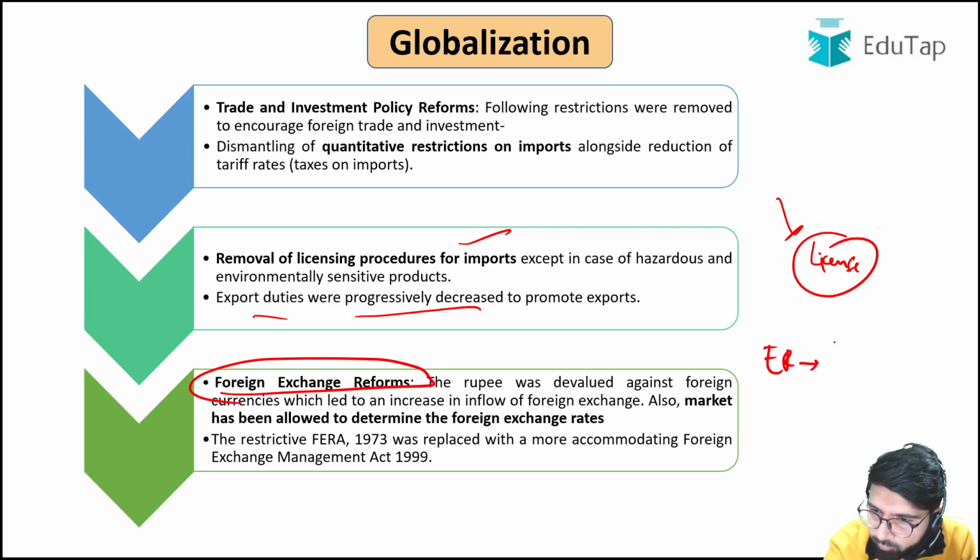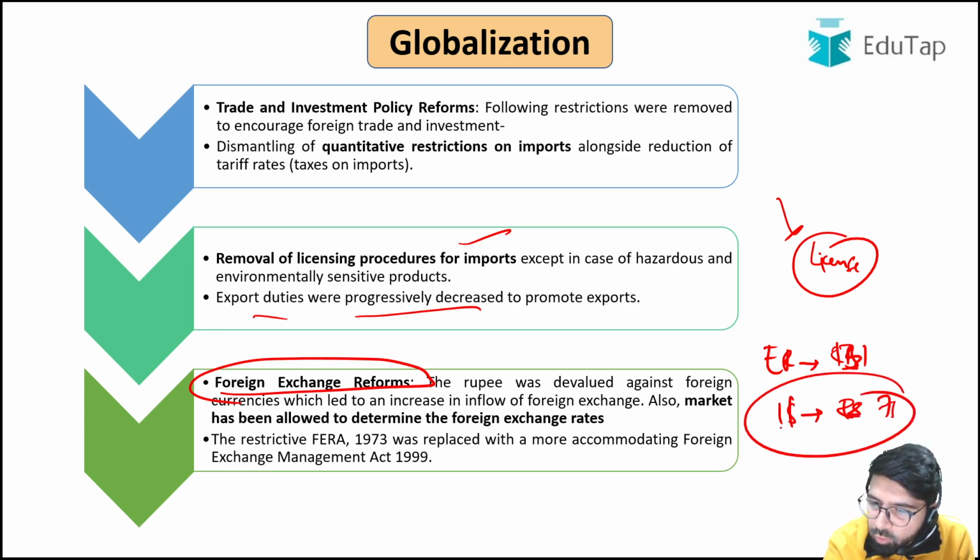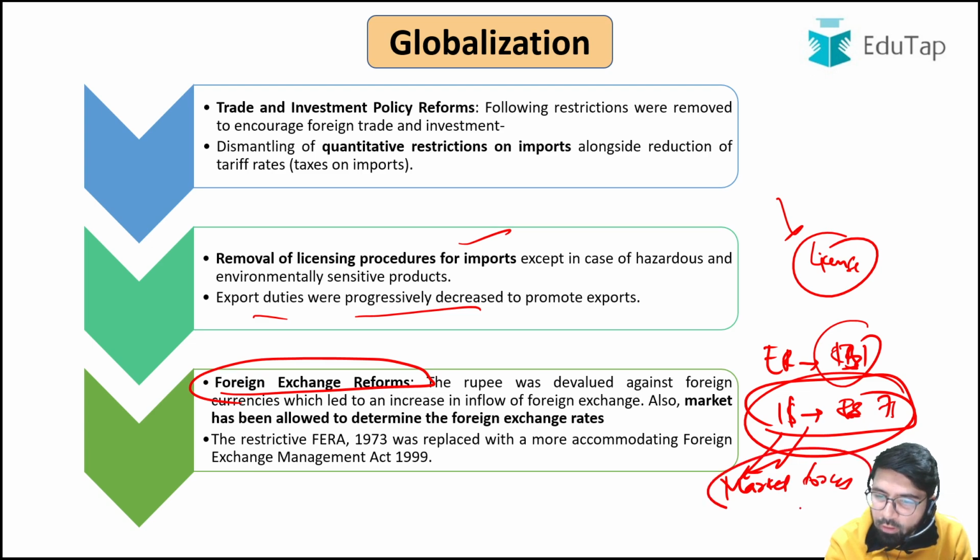The major reform introduced as a part of the foreign exchange reforms was the exchange rate, which was earlier fixed by the RBI, that is, the conversion from $1 to Indian rupees, which is currently trending around 75. So this is the exchange rate. Earlier this price was fixed by the RBI, but now, as a part of the LPG reforms, it is determined by market forces. This was a major reform introduced as a part of the foreign exchange reforms.